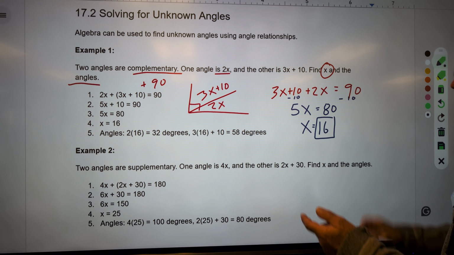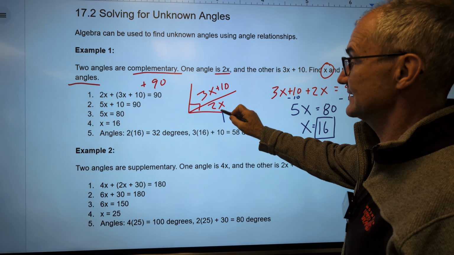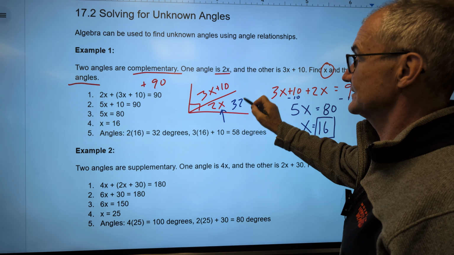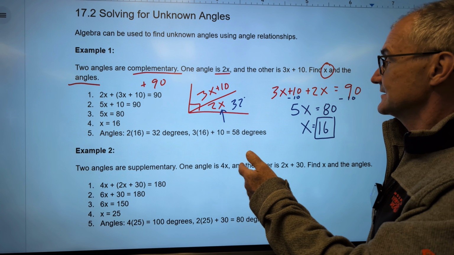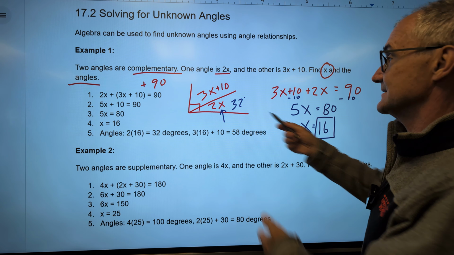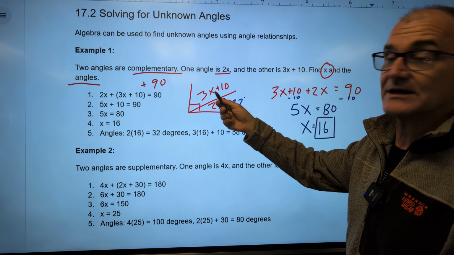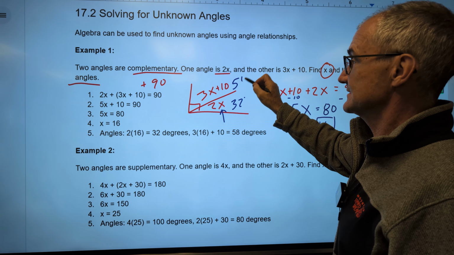Now I need to find the angles. I take that value, I plug it in there. 2 times 16 is 32. I could do 32 from 90, which gives me 58. Or I could take 16 and plug it in there to get 48 plus 10, 58 degrees.